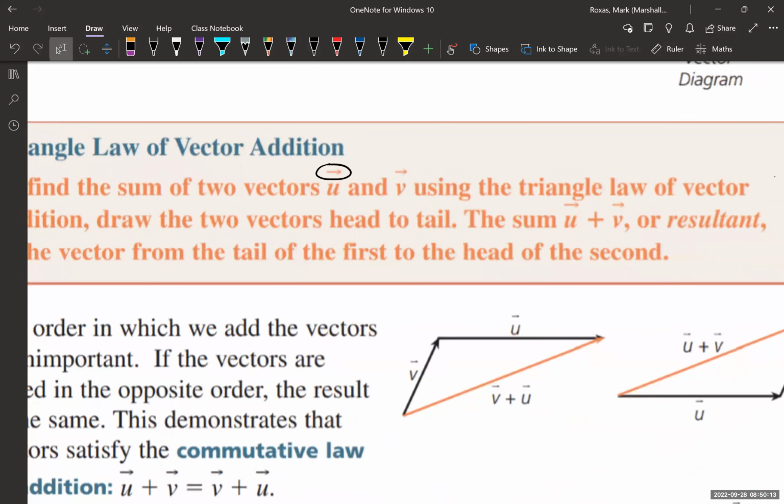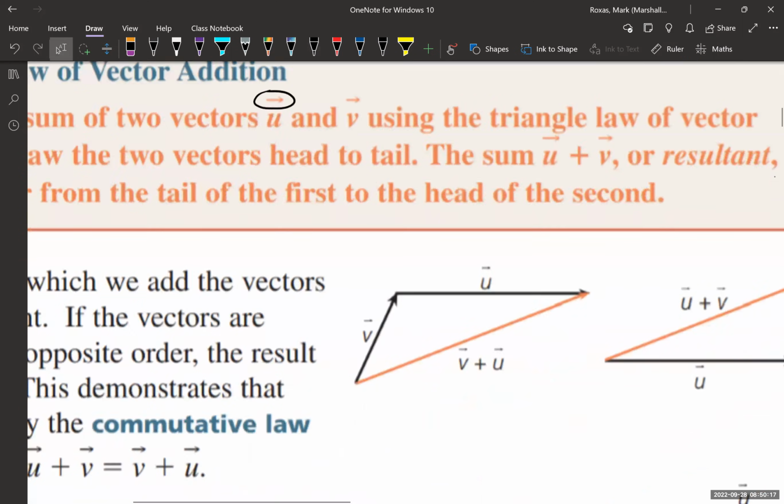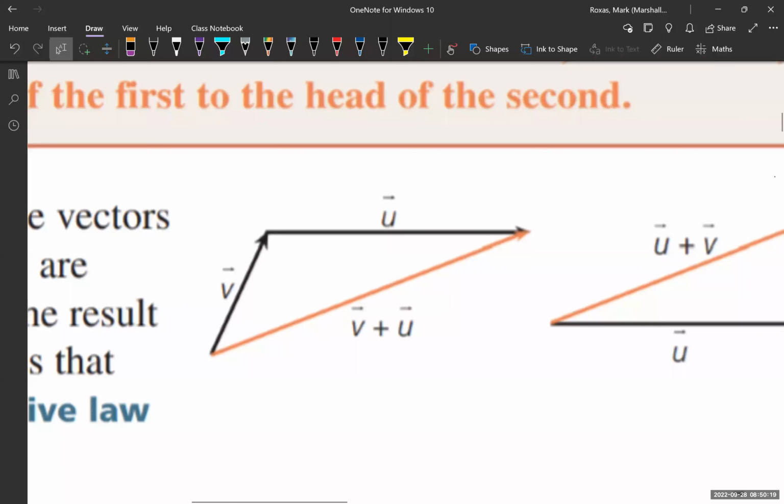Then if I have two of these vectors, I can add them together in this fashion. So when we add two vectors, we take the first vector. Let's say the first vector here is vector V, and I take the second vector, vector U. You connect the vectors head to tail, so the head of the first vector is attached to the tail of the second vector. And then I draw something called the resultant vector.